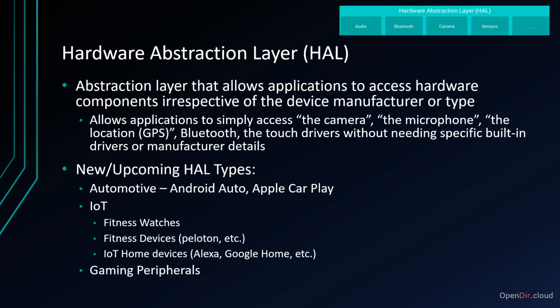You can obviously imagine two different Android phones by two different manufacturers in the store side by side. Maybe they're the same price phone, right? But those phones all have different components inside of them. Maybe one has a camera made by one company, one has a Bluetooth sensor made by a different company, right? But the hardware abstraction layer allows our applications, irrespective of the device manufacturer, irrespective of the components inside of it, to access things in generic categories like the camera, the microphone, the location, Bluetooth, touch drivers, etc.